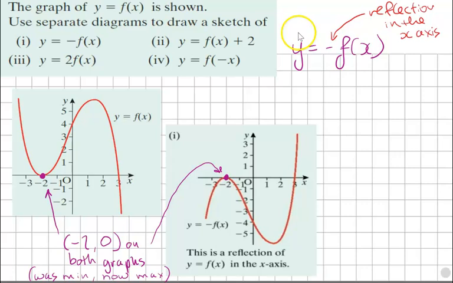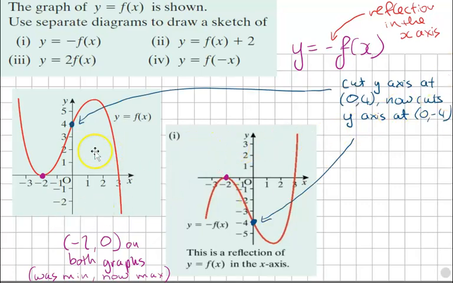So our new function we want to draw is y is equal to minus f of x. This minus will give us a reflection in the x-axis. So it looks like the graph has just been flipped upside down. Important to note these points here. So minus 2, 0 and minus 2, 0 remains the same on both graphs. It was the minimum, it's now the maximum.